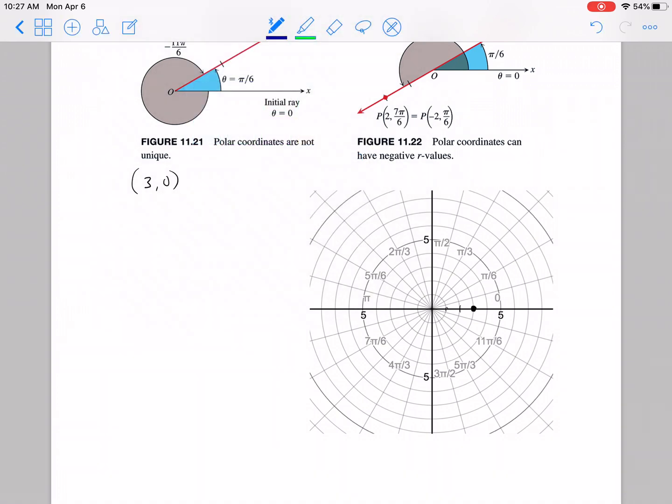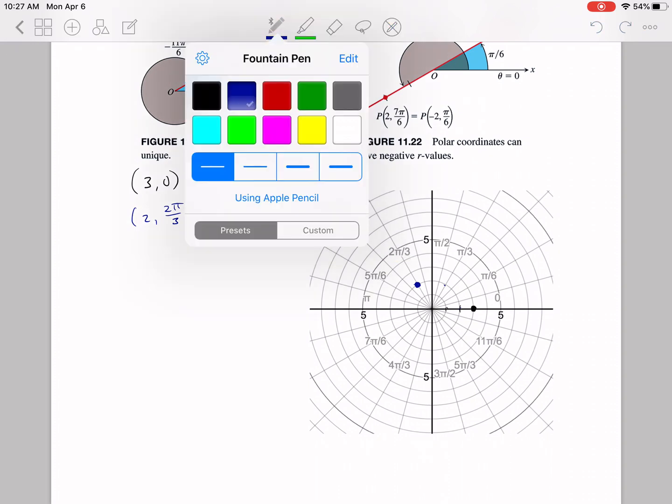Go to our next color, blue, and let's try 2, 2 pi over 3. So you go out to 2, and then you rotate around 2 pi over 3. So this would be pi over 3, and then 2 pi over 3 is going to put us right there. We've got the nice angle measurements right there for us to see. And there's 2, 2 pi over 3.